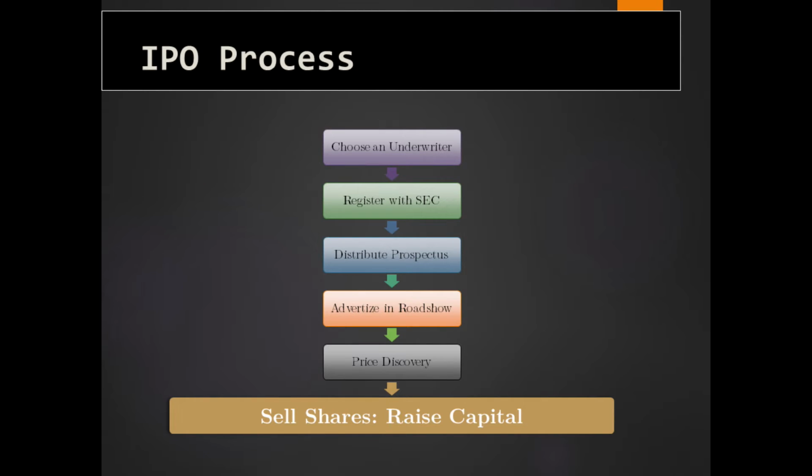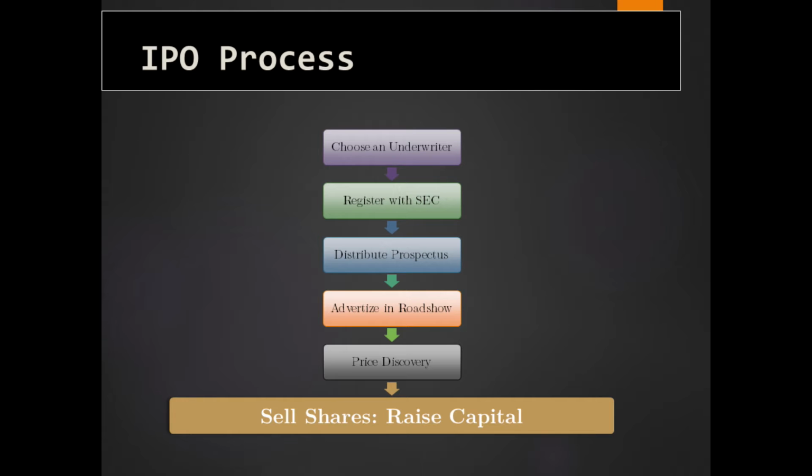And for facilitating this, for providing this service, they will charge a certain percentage of the IPO proceeds as their fees. So let's say a company is going to issue a $500 million IPO. That means that the company is looking to raise $500 million worth of capital for their long-term needs. So this is a big amount.